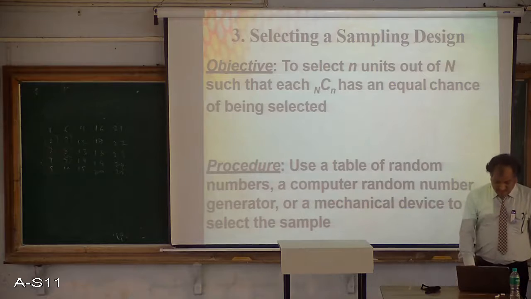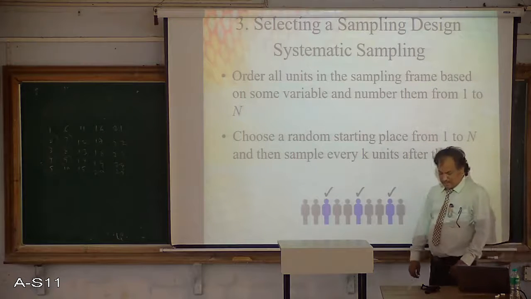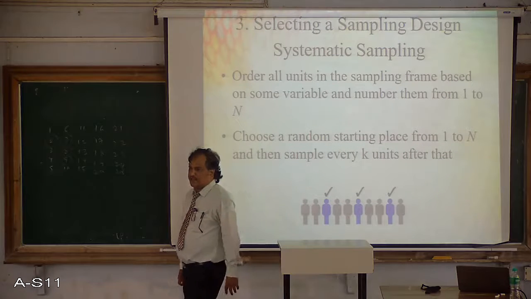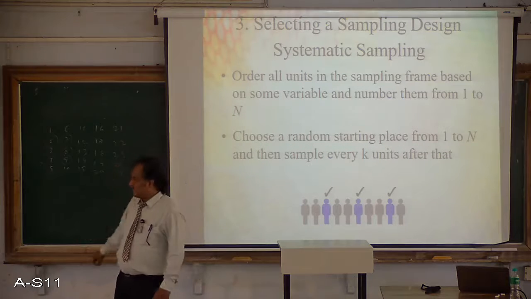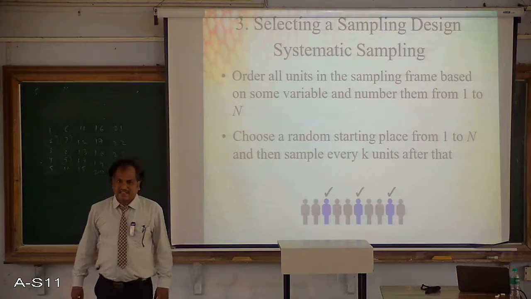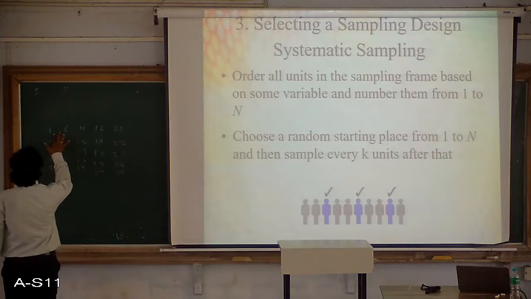So use random numbers or a computer random generator to select the sample. Randomly the software will select the sample. So that was the basic and very primitive type of sampling method, wherein randomly, without any bias, without any base, the samples are going to be selected. So let us see the next method of sampling.